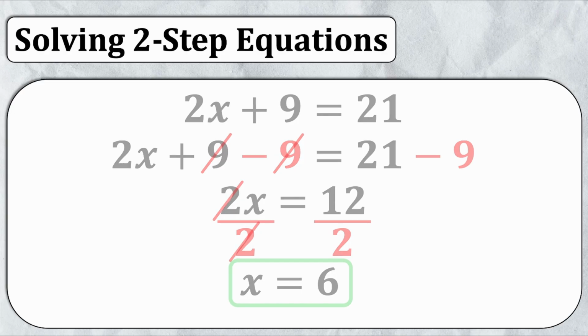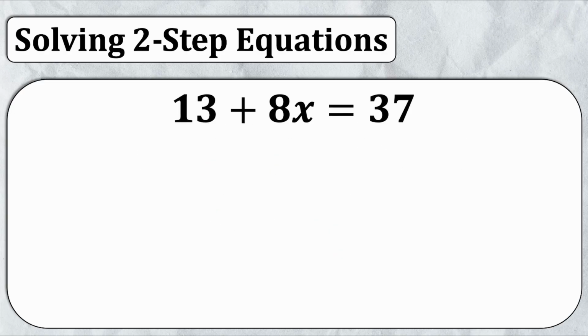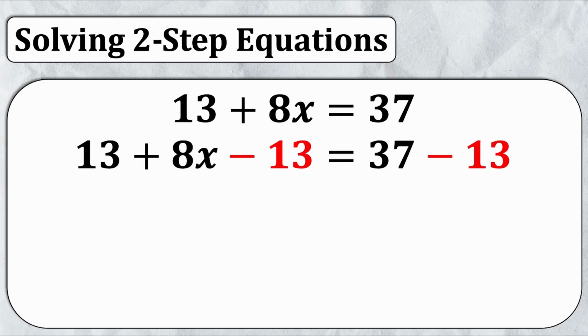Let's try a new example. Here we have 13 plus 8x is equal to 37. Well, the first thing I want to do is isolate x all by itself on the left-hand side. So if I subtract 13 from both sides, I get 13 plus 8x minus 13 is equal to 37 minus 13. And you'll see that the 13's cancel out on the left, which gives me 8x is equal to 37 minus 13, which is 24.